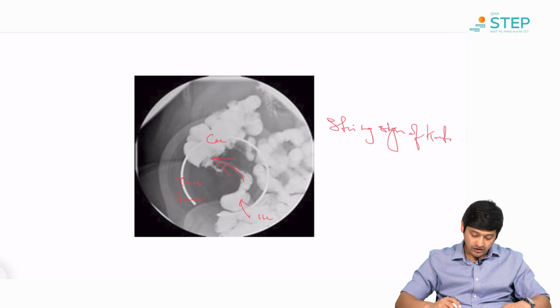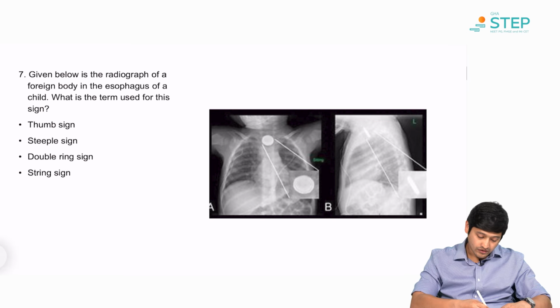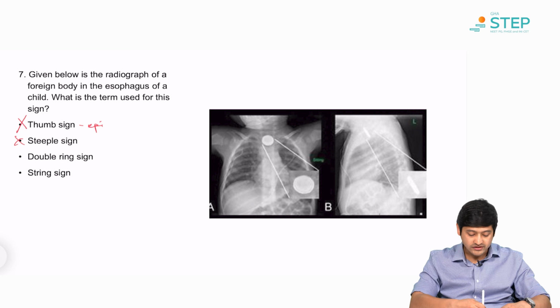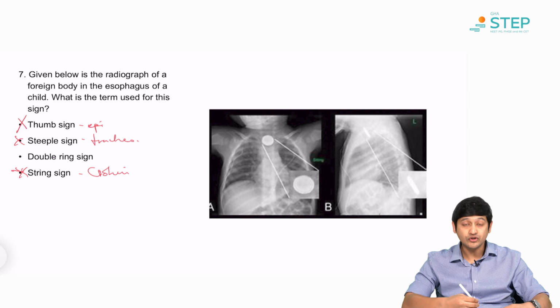So our question was not indicative of a thumb sign seen in epiglottitis, not indicative of a steeple sign which is seen in tracheobronchitis, and not a string sign which was seen in Crohn's and sometimes terminal ileal tuberculous involvement.